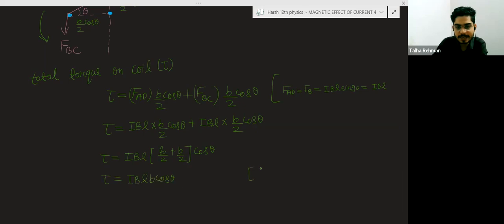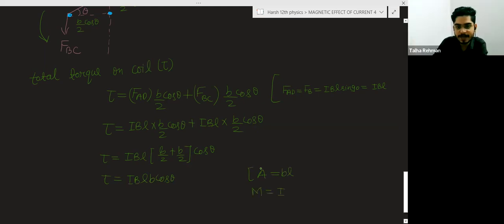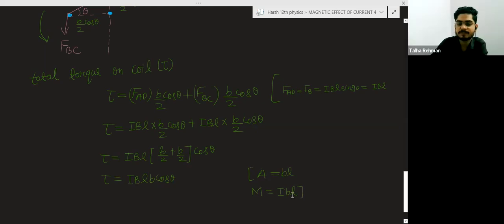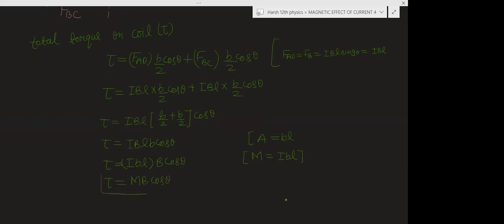And you know that area of the coil is given by b into L. And the magnetic moment of the coil is given by I b L, because current into area will be the magnetic moment. So you can write this I into b into L as the magnetic moment into B into cos theta. So you can write tau is equal to I b L B cos theta, which is M B cos theta.